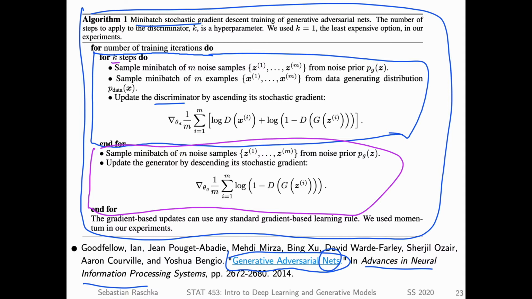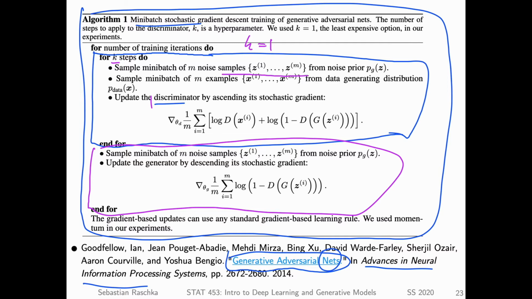First of all, we notice there are k steps here, and that means we can update the discriminator multiple times before we update the generator. So the discriminator may be updated multiple times before there's one generator update. Of course, we can set k equals 1, and then we have an equal number of updates for the generator and the discriminator. So for the discriminator, we sample a mini-batch of noise samples.